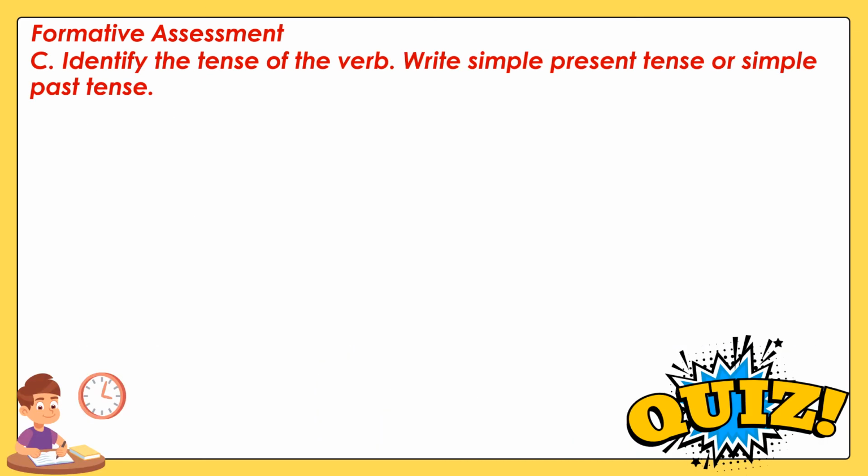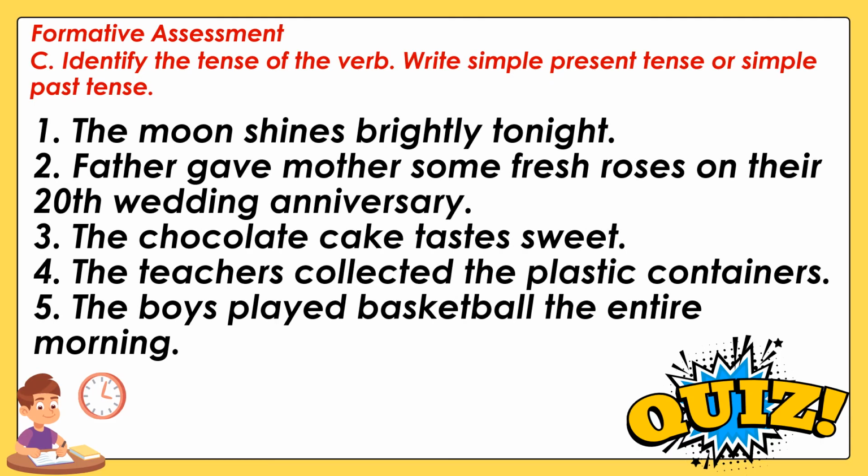Activity letter C. Identify the tense of the verb. Write simple present tense or simple past tense. Number 1, the moon shines brightly tonight. Number 2, father gave mother some fresh roses on their 20th wedding anniversary. Number 3, the chocolate cake tastes sweet. Number 4, the teachers collected the plastic containers. Number 5, the boys played basketball the entire morning.